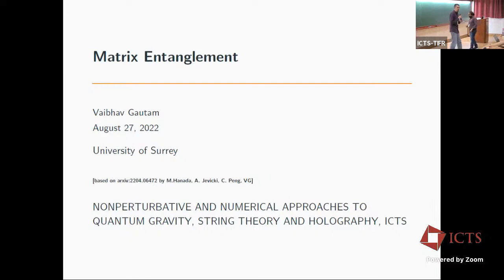The first talk is coming from Vaibhav Gautam, who has joined me coming in from England for this program. He'll be telling us about matrix entanglement and its connections to gauge gravity duality. So please get us underway.